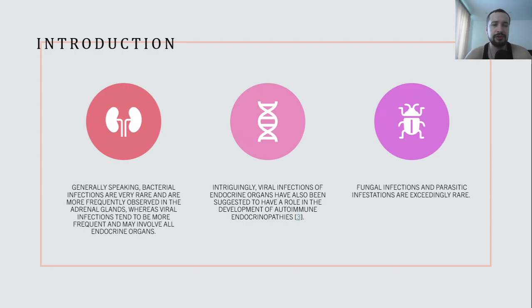Generally speaking, bacterial infections are very rare and are more frequently observed in the adrenal glands, whereas viral infections tend to be more frequent and may involve all endocrine organs. Intriguingly, viral infections of endocrine organs have also been suggested to have a role in the development of autoimmune endocrinopathies. Fungal infections and parasitic infestations are exceedingly rare.